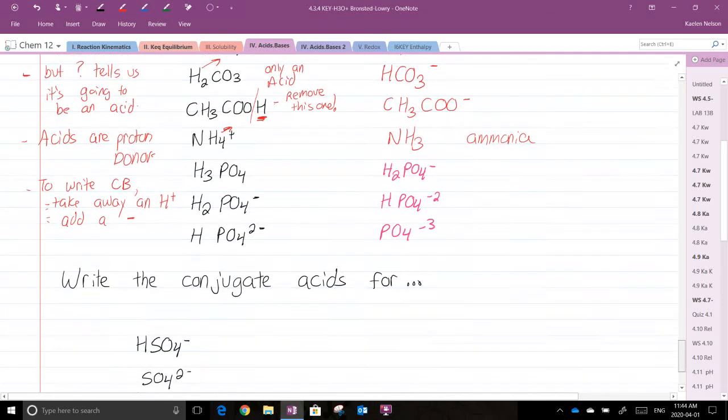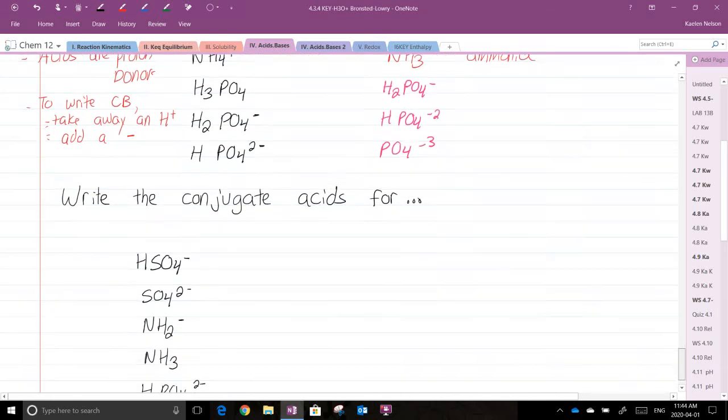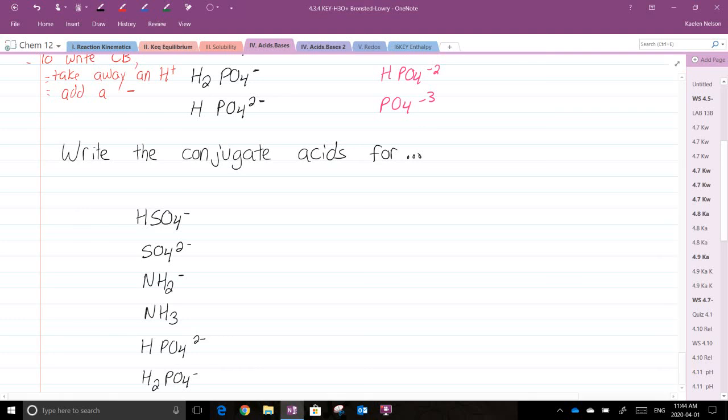Okay, the next question is going to ask us to write conjugate acids. All right, again, I'll do the first ones with you. I started you out with an ion that is amphiprotic. This question tells us that we want to write the conjugate acid, so that's what I'm going to label my column here, which means these are automatically bases. That's because the question told us that.